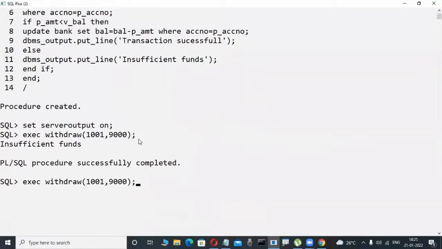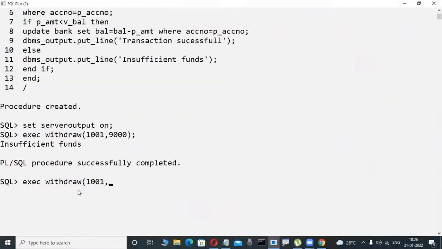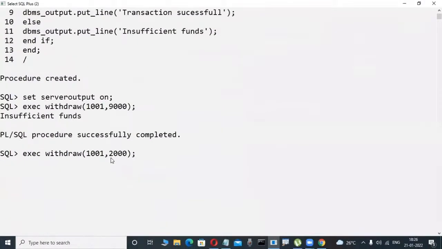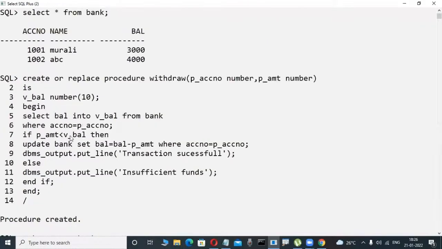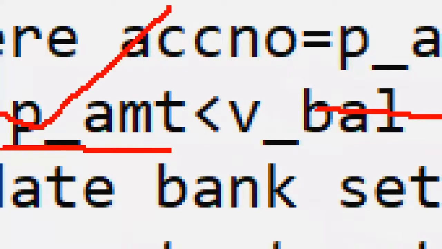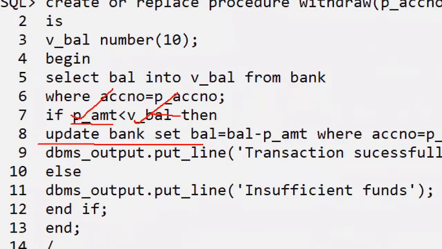And now here, check it out. Observe it here. Now 1001 is my account number. I try to execute withdraw again. Okay, so now here the procedure. Now I try to withdraw 2,000 rupees. Possible? Possible. Why? Because here my balance is 3,000, but I try to withdraw only 2,000, which is possible. So whenever your passed amount, 2,000, is less than the available balance, in this case 3,000, I am updating the bank table only.